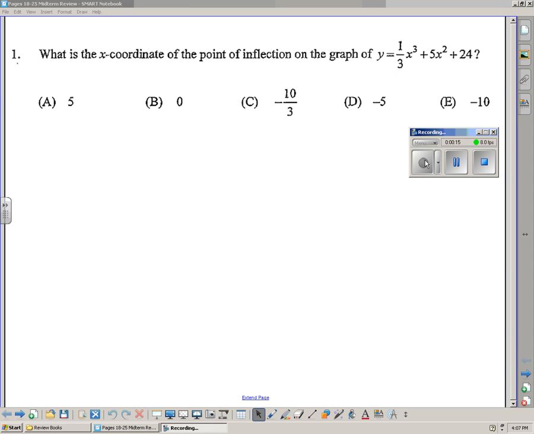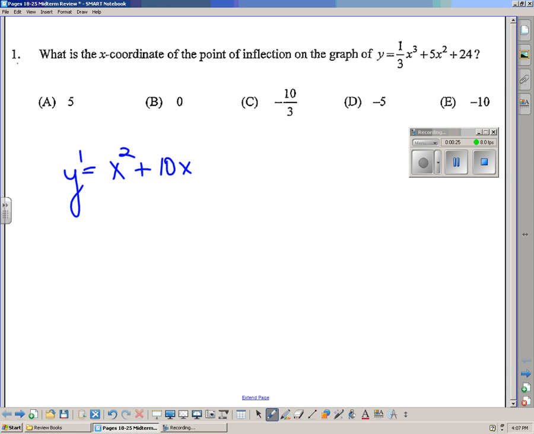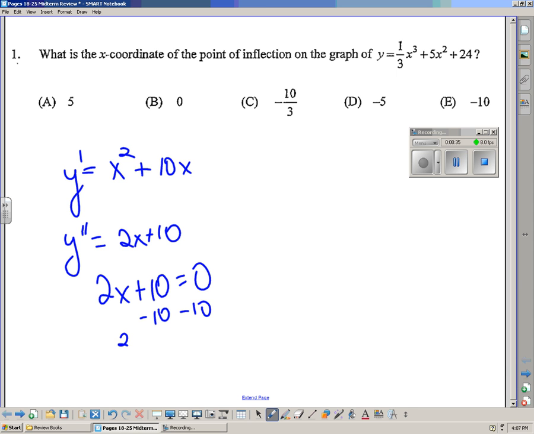So for points of inflection, we need to find y double prime. That does necessitate us finding y single prime first, which, if we take the derivative, would be x squared plus 10x. And y double prime is 2x plus 10. Setting this equal to 0, we will be able to find possible inflection points. Solving out, we get x is -5.